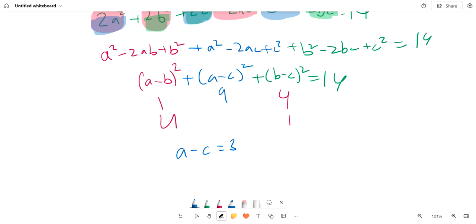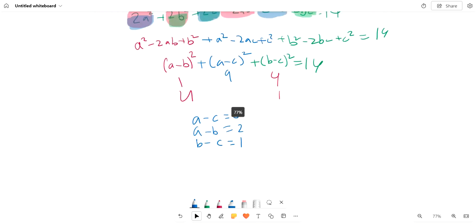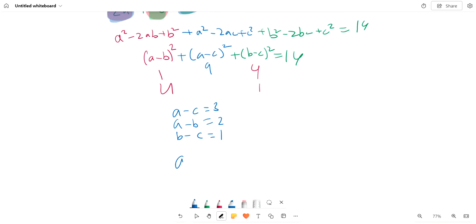And let's just say that A minus B is, let's say 2. And we're just guessing here. We'll just do the other case if we have to. And we also know that B minus C equals 1 from this thing. And then we substitute everything for B. So we get A equals to C plus 3, A equals to B plus 2, and B equals to C plus 1.